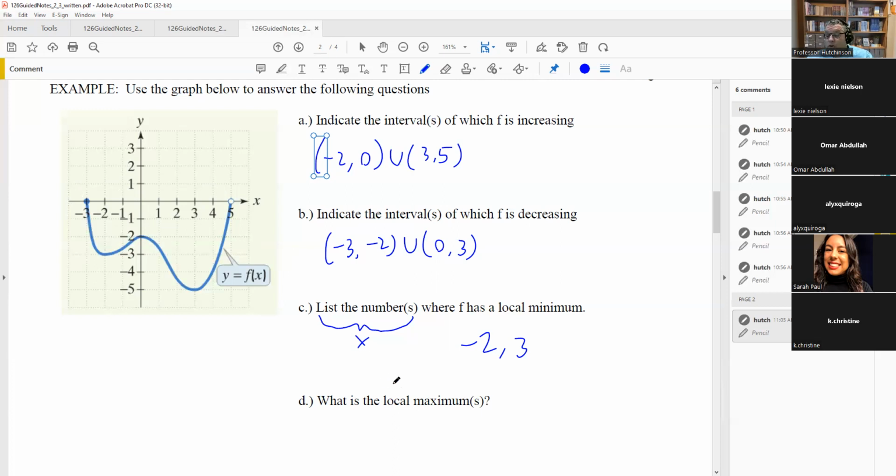It's asking for the word local, which is the same as relative. Local means just in this area, it goes up and it goes down. So you want the y value at that point, and this is going to be at -2. The point we're looking at is this one right here. Because of the phrasing, it just says what is, it doesn't say list a number. So you're just talking about the y value. So that's going to be at -2.